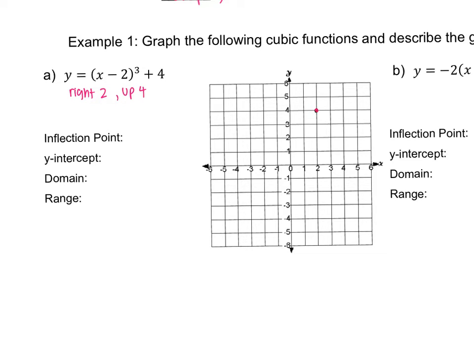Actually, let me do that in pink so that we can see that a little clearer. So my inflection point is at (2, 4). And then the next thing I need to do is get 3 more points, because one of the things we mentioned earlier is that cubic functions need 3 points in order to graph. The reason is that we need to know which way it's going up and which way it's going down. And so that's 2 more extra points after the inflection.